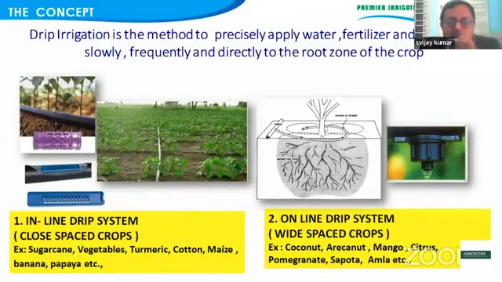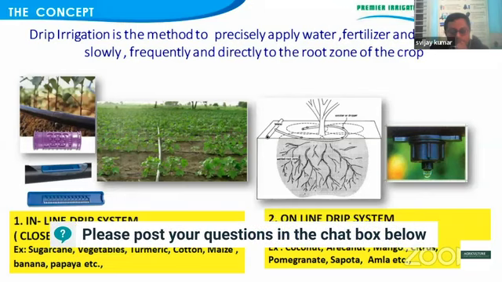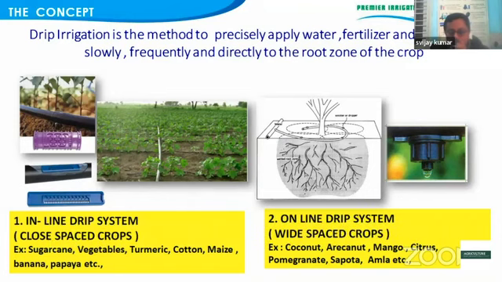All of us know that drip irrigation is a very precise method to apply water, fertilizer, and pesticides slowly, frequently, and directly to the root zone of the crop. You are seeing two interventions commonly practiced in the field. The one on the left is the inline drip irrigation system, generally used for closely spaced crops like sugarcane, vegetables, turmeric, cotton, maize, etc. And the online drip irrigation system is typically used for widely spaced crops like coconut, arecanut, mango, citrus. You name any horticulture crop, it gets covered.